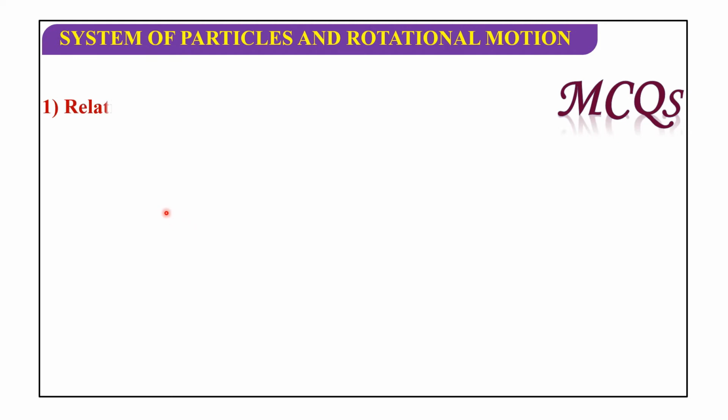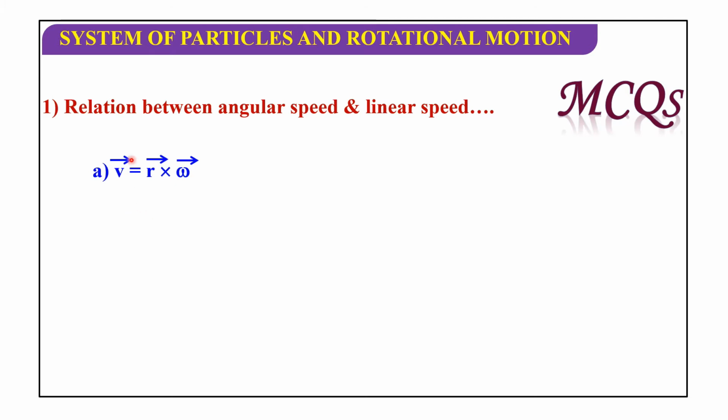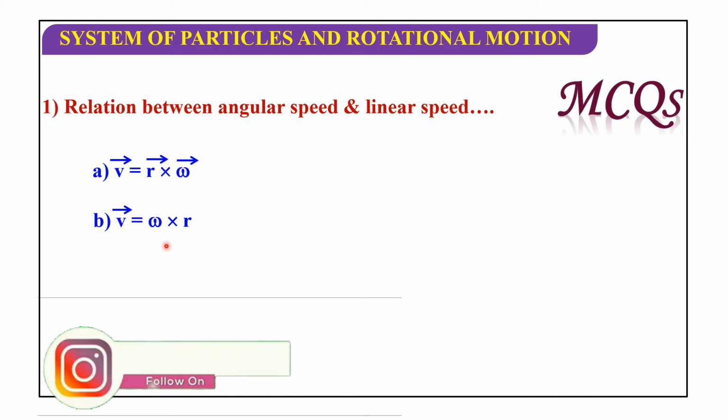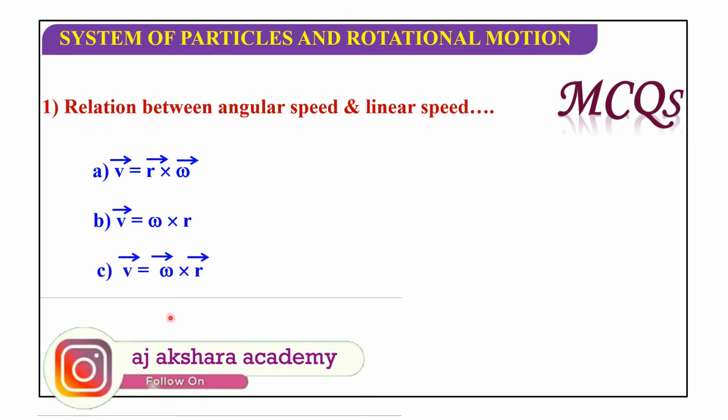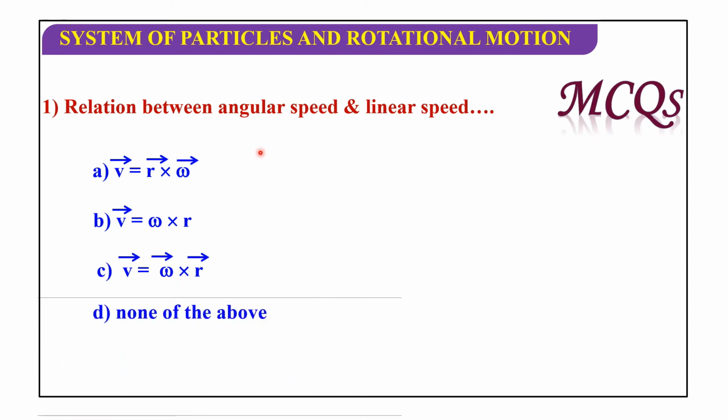Now, let us discuss MCQs. First one, the relation between angular speed and linear speed is: v bar is equal to r bar cross omega bar, v bar is equal to omega cross r, v bar is equal to omega bar cross r bar, or none of the above. So, the relation between angular speed and linear speed is v bar is equal to omega bar cross r bar.